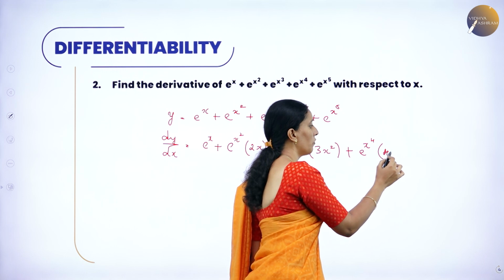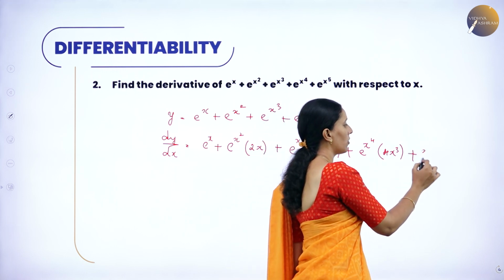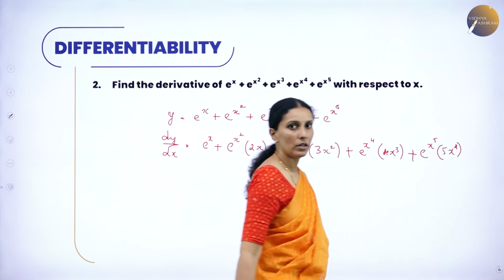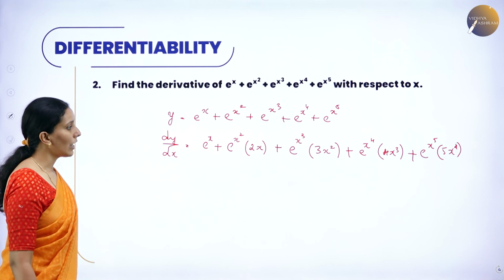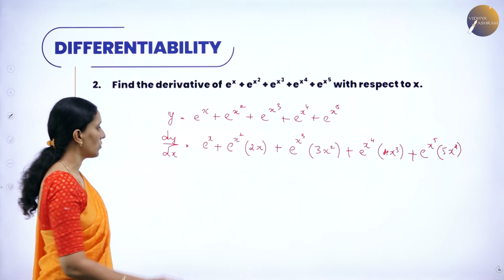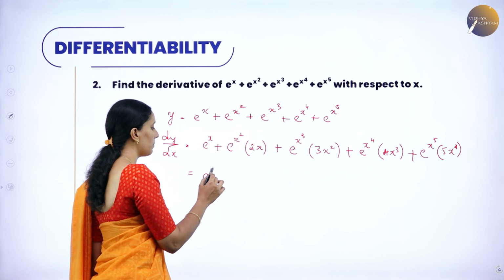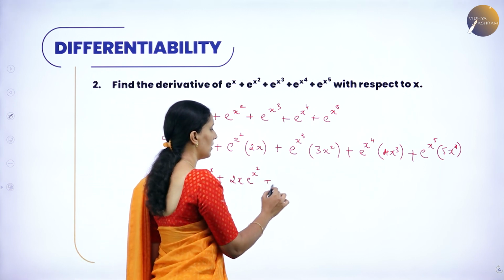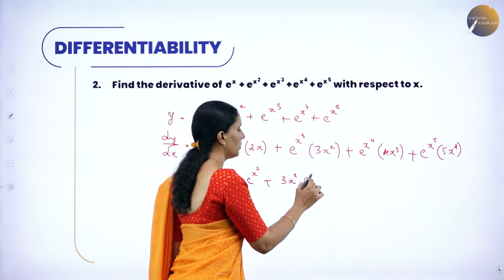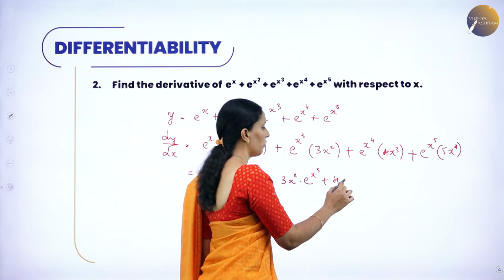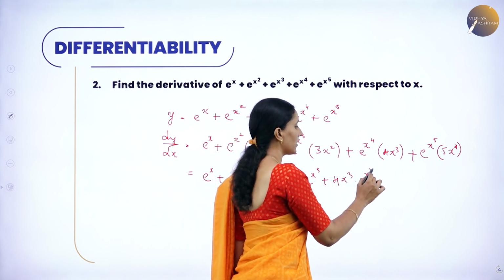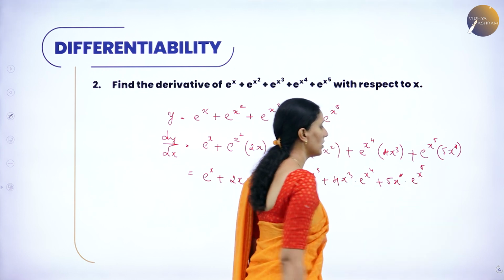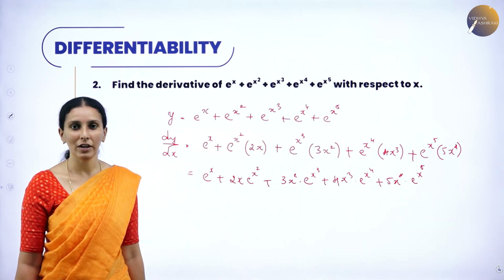Next, we have e power x power 4. So here we have 4x cube. And finally, we come across e power x power 5. And here we have 5x power 4. So you should derive the other polynomial functions also. Therefore, here you get e power x plus 2x e power x square plus 3x square into e power x cube, 4x cube into e power x power 4, 5x power 4 into e power x power 5. So this is the derivative of the given function.